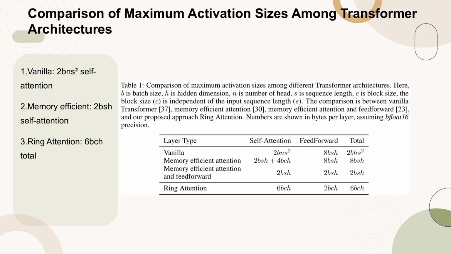Table 1 provides a detailed comparison of the maximum activation sizes among various transformer architectures. The vanilla transformer architecture shows a self-attention activation size of 2 BNS superscript 2. In contrast, the memory-efficient attention architecture reduces this to 2 BSH for self-attention. Our proposed ring attention method further optimizes this, with a total activation size of 6 BCH, demonstrating linear memory scaling with respect to the block size C and independence from the input sequence length S. This comparison highlights the efficiency gains of our approach in managing memory requirements for transformer models.